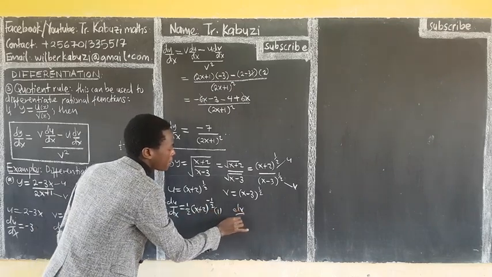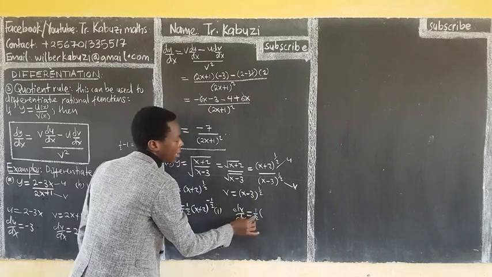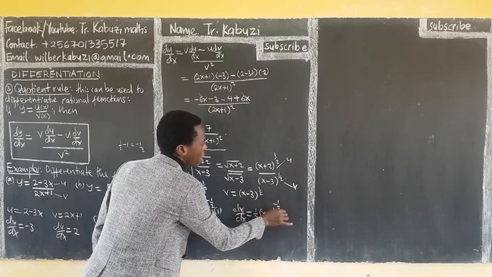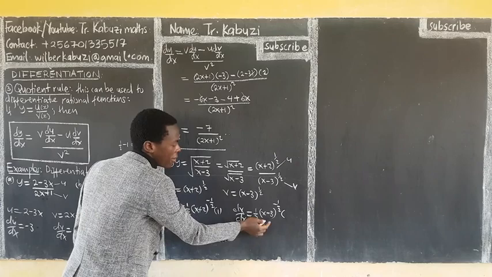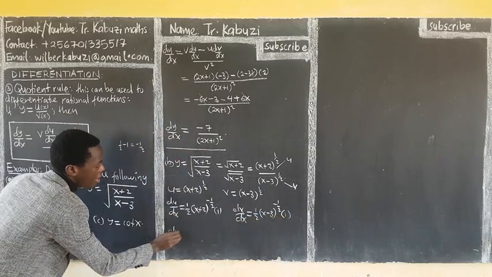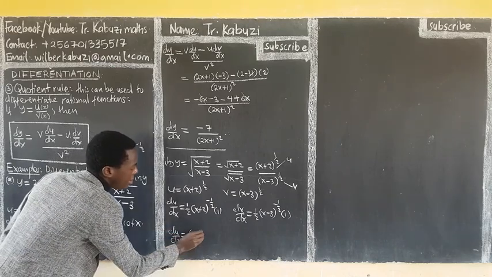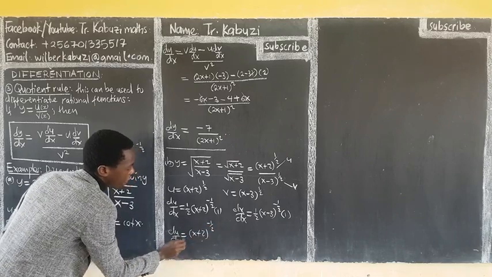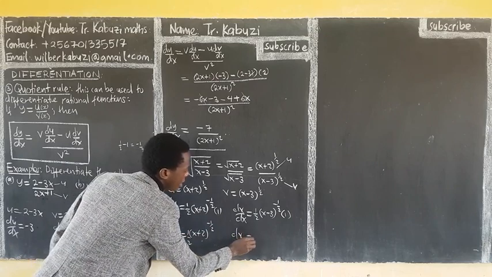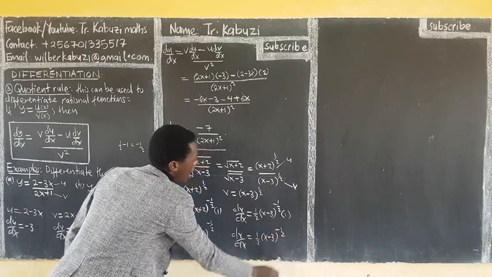So here for dv/dx, lower the power, maintain the bracket, reduce this by 1, then differentiate the bracket. When we differentiate all of this, we get 1. Don't always forget that. So you can see clearly that our du/dx is a half into x plus 2 power negative a half. Then our dv/dx is a half into x minus 3 power negative a half.